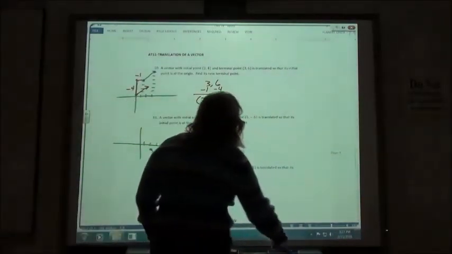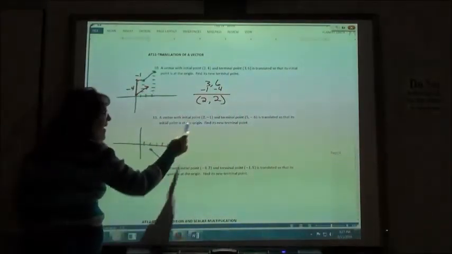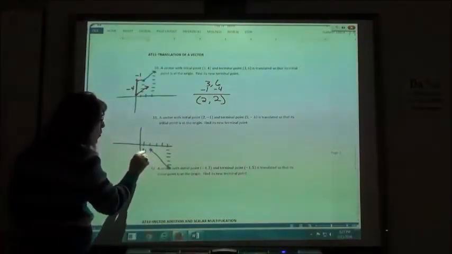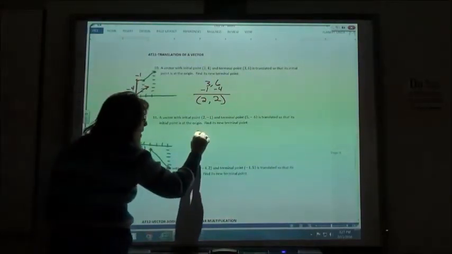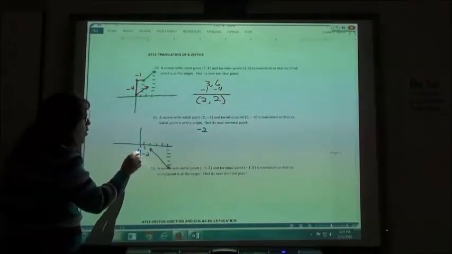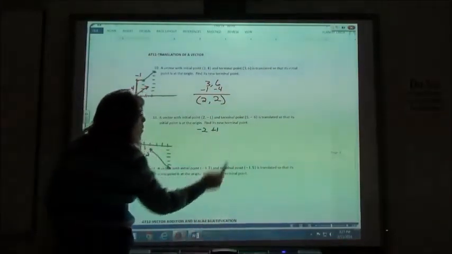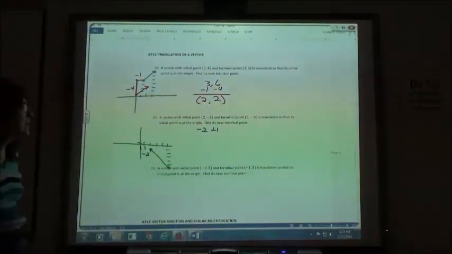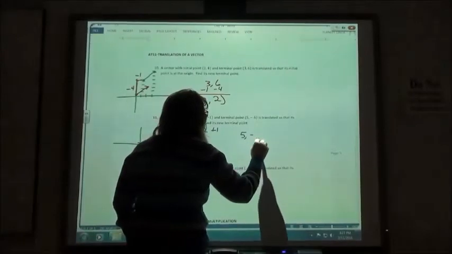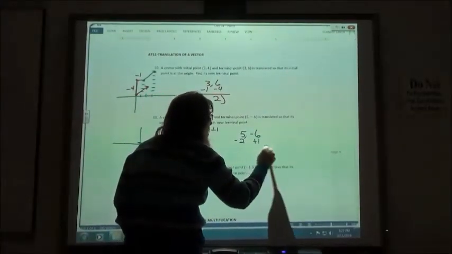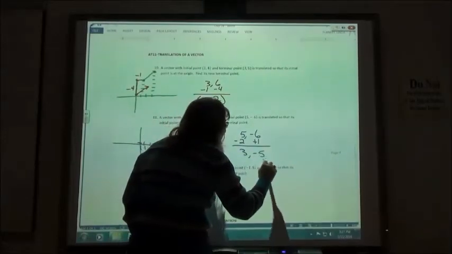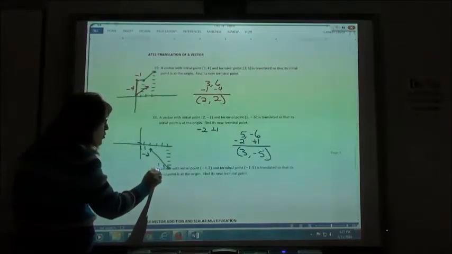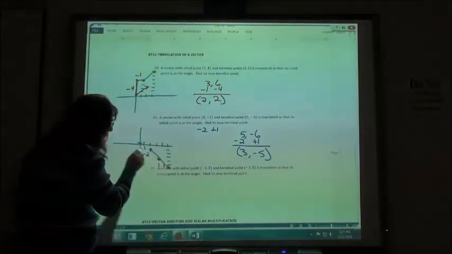I want to move it so that its initial point is back at the origin. So if it's going to go back to the origin, I'm going to go back 2 places, so minus my 2. And then I have to go up 1, so plus my 1. Notice again, I'm just at the opposite of what I originally had my initial point at. I want to find where my new terminal point is. So if I go to the left 2 and up 1, I would be at 3, negative 5 for my new point. So if I was here, I went to the left 1, 2, and up 1. There's my new end point.